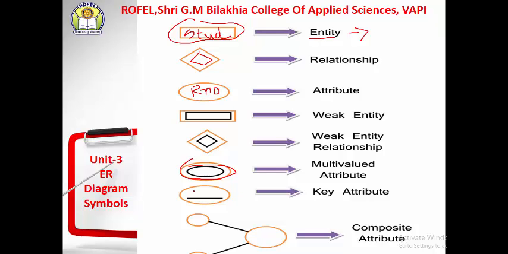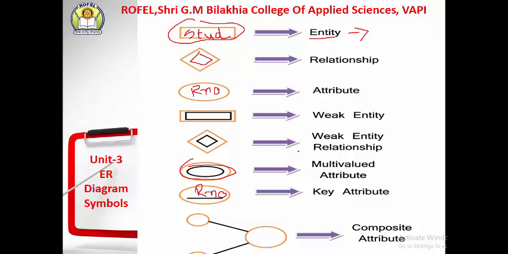For example, roll number. If I write roll number, RNO, this is a roll number. If this attribute is a key, I can write an underline under this roll number attribute. So this is a key attribute. If there is a composite attribute, then the composite attribute is defined like this. So different types of symbols are used to define an ER diagram.